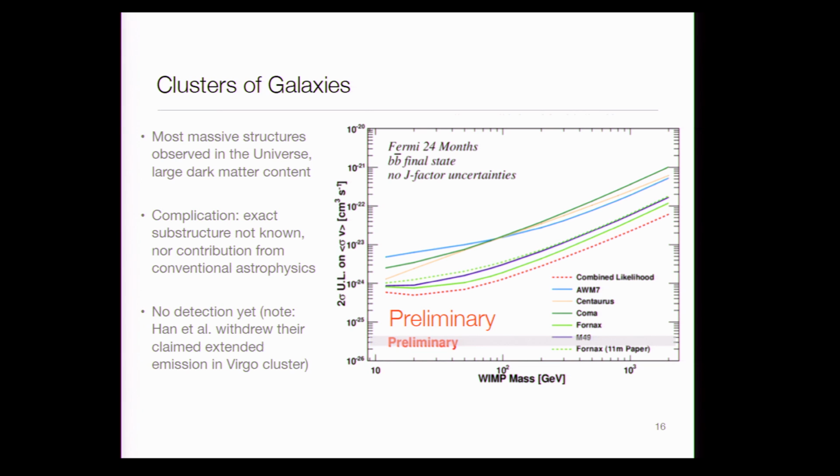The problem there is that the exact amount of substructure is not very well known in the dark matter density distribution. And this is very important, of course, because the density enters quadratically. If you make rather a conservative assumption about the density distribution, you get limits that are in the range of 10 to the minus 24, so not very competitive with the dwarf limits. But of course, you could be lucky, and if there's significant substructure, maybe in the future you could see a signal there.